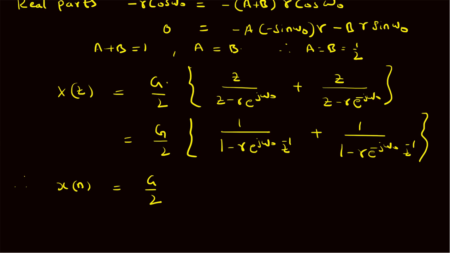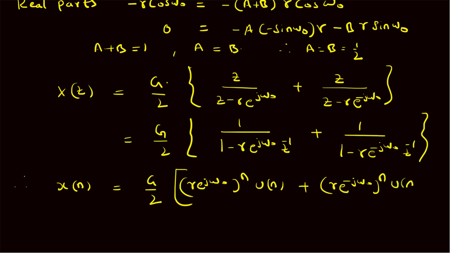Now this z transform can be seen as basically the z transform of the sequence alpha power n u of n, where alpha is r into e power j omega naught. So the corresponding signal is r into e power j omega naught, whole power n, u of n. And for the second component, it can be easily seen as r into e power minus j omega naught, whole power n, u of n.